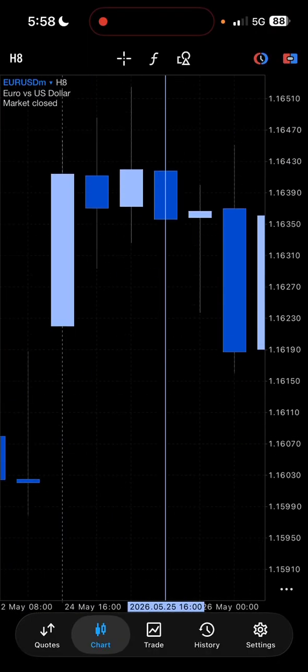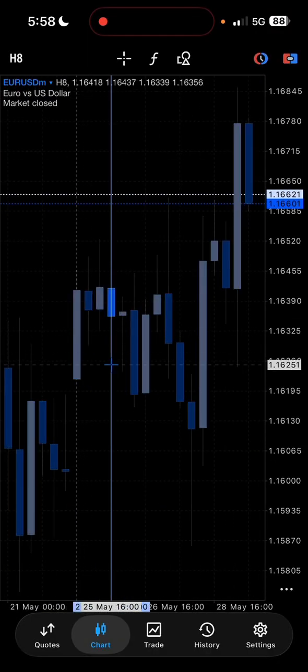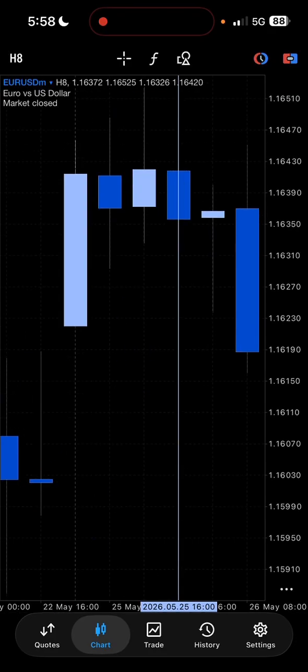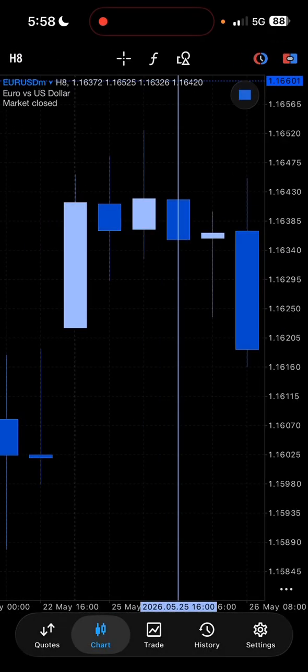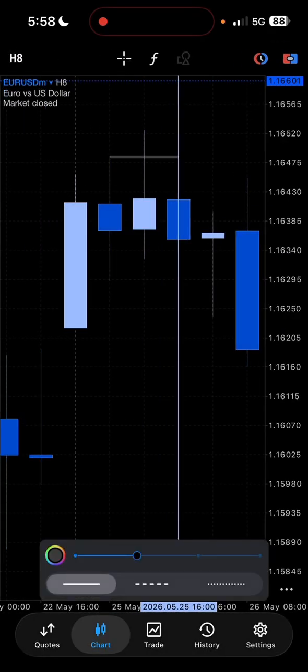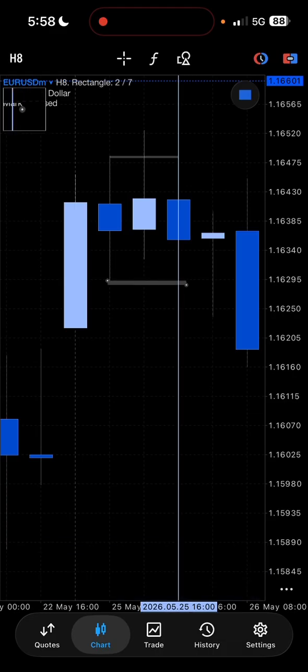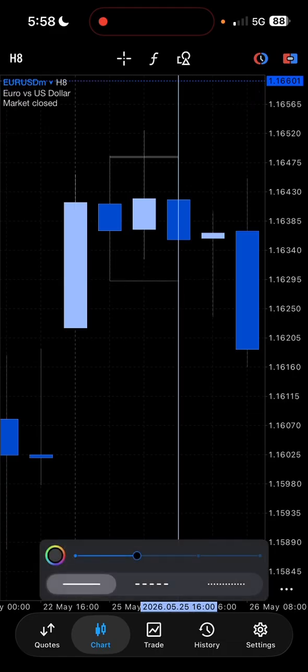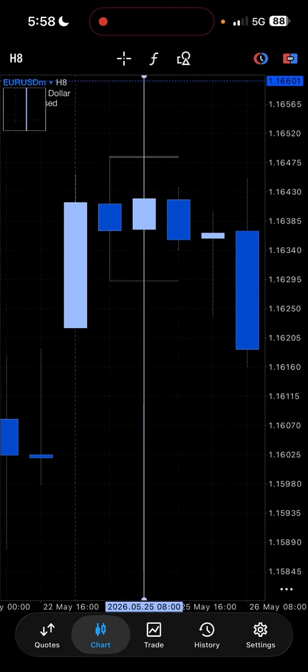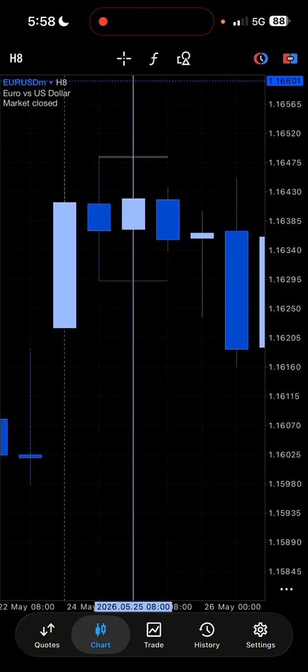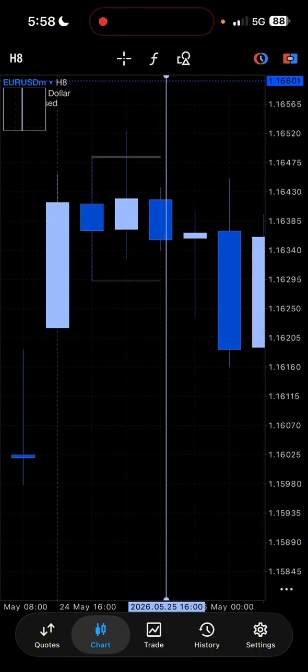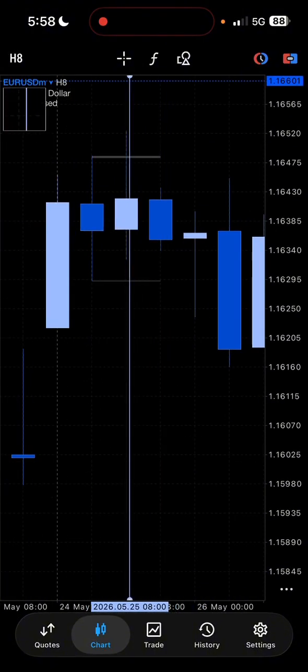So first off, you come to the 8 hour time frame, then you look for the previous 8 hour high and mark the previous 8 hour low. Then after marking it out, you wait for the next 8 hour candle to sweep it, either the high or low, depending on which direction it is being swept. That's where you're going to get your entry from.